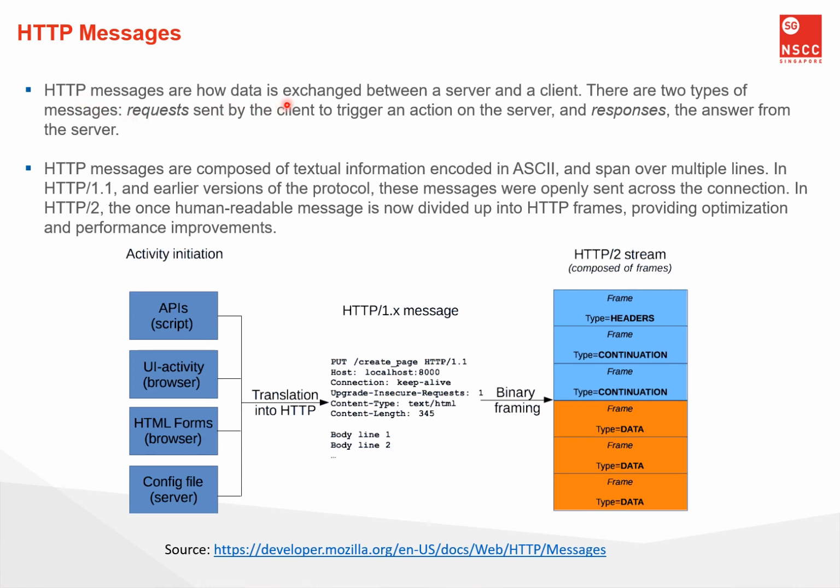Okay, so HTTP messages are how data is exchanged between the client and the server, the browser and the web server. And there are two types of messages: request, which is sent from the browser to the server, and response, which is the answer being sent back in response to the request. The HTTP messages are basically composed of textual information, so they are normally multi-line. For HTTP 1 and earlier versions of the protocol, these messages were openly sent in the connection, but in later versions, they are encrypted or even compressed, so that there's a performance improvement. But the essence is the same, it's just some optimization on the exact formatting of the messages.